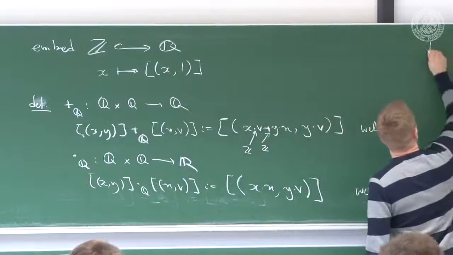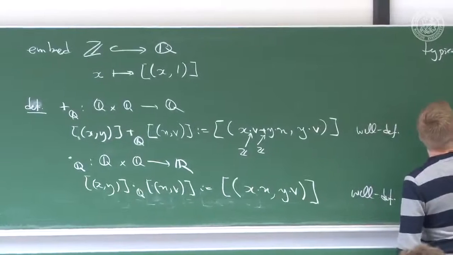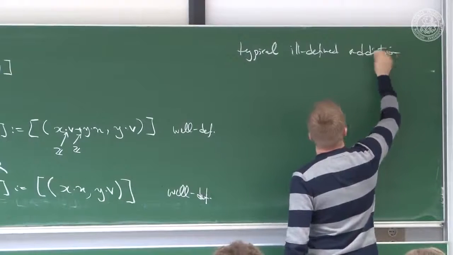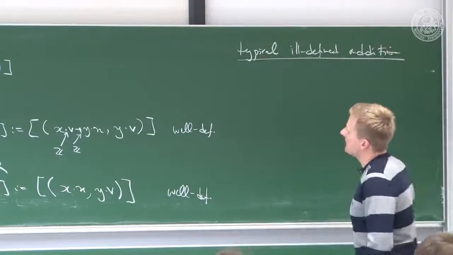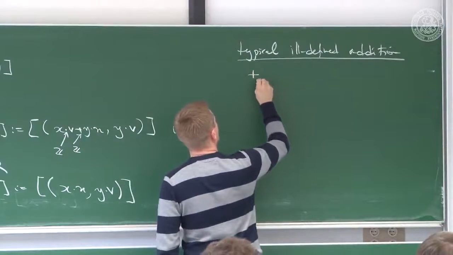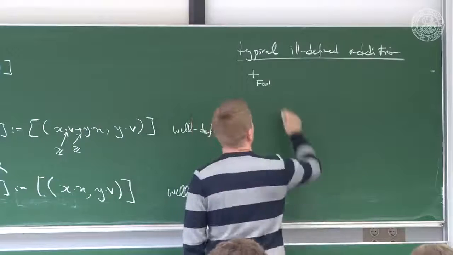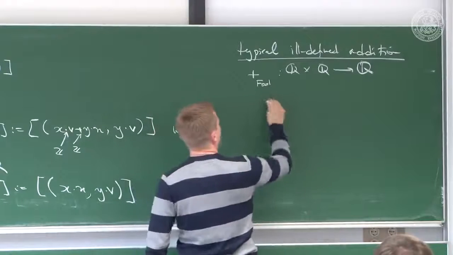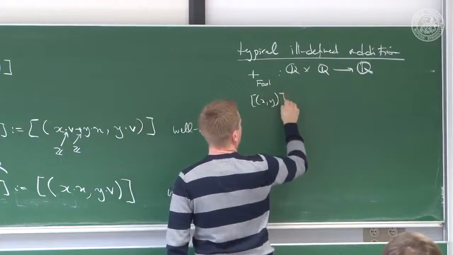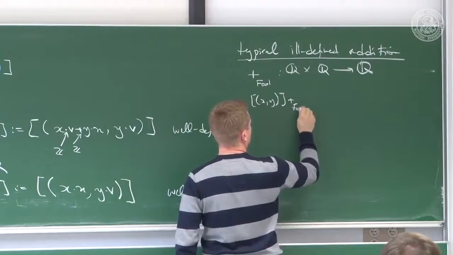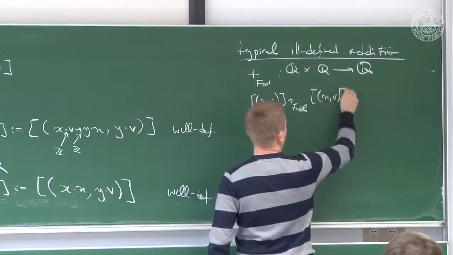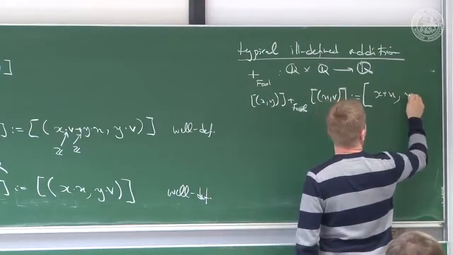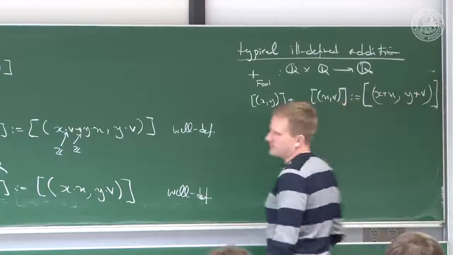And here there is the typical ill-defined addition, and that's the fool's addition on Q. That's (x,y) plus fool (u,v), and you define this as (x plus u, y plus v). Well, of course, that hurts.